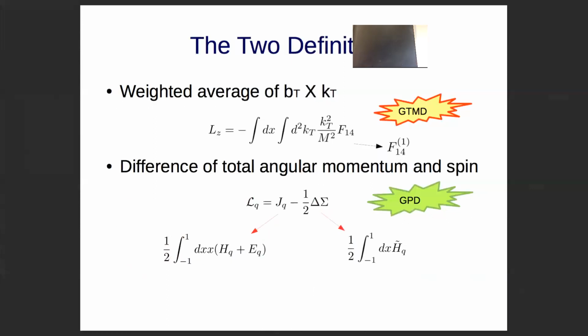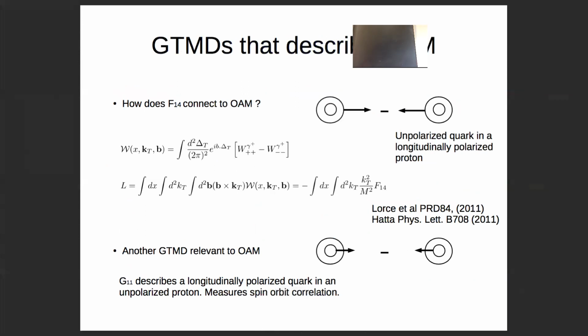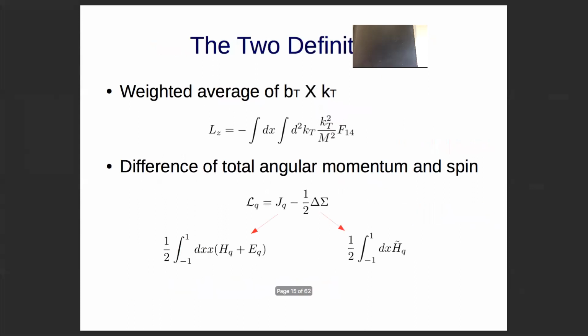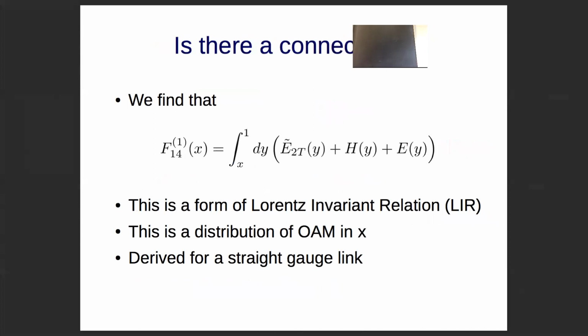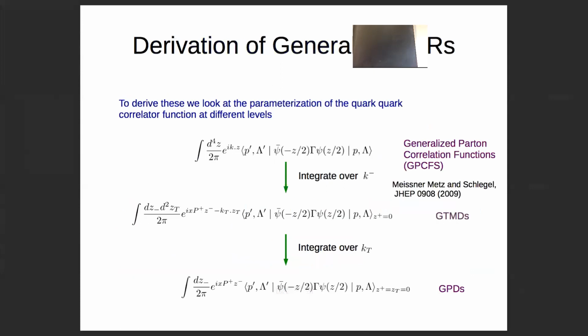So this integrand here, without the integration in x, we can think of as a distribution of orbital angular momentum in x. So this part here is giving you access to an x-dependent distribution of OAM. I'm just going to denote this kT squared moment as F141. So there is an x-dependent distribution of orbital angular momentum, and it's connected to GPDs in this way. I want to say that this has been derived for a straight gauge link, and I'm going to elaborate on that more. So how is this relation derived?